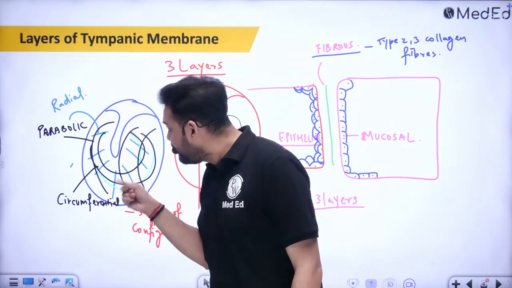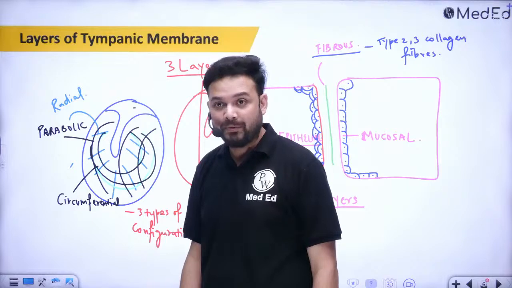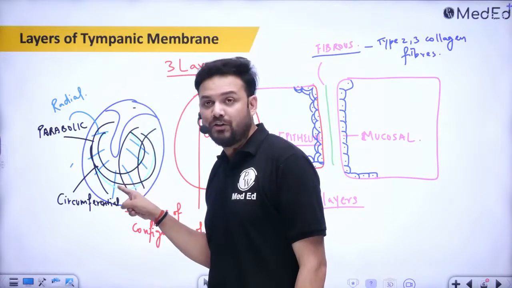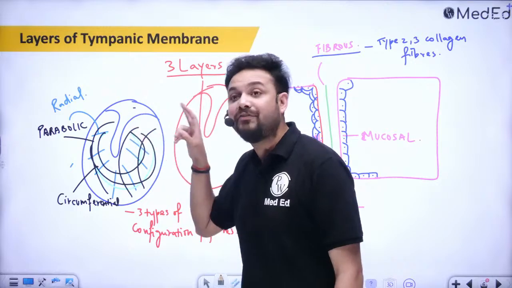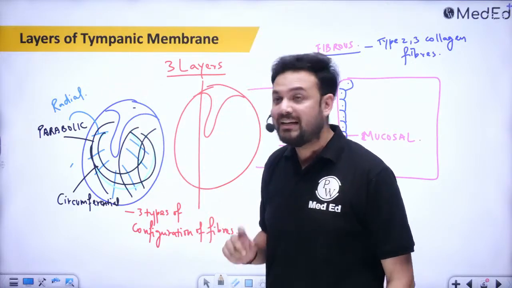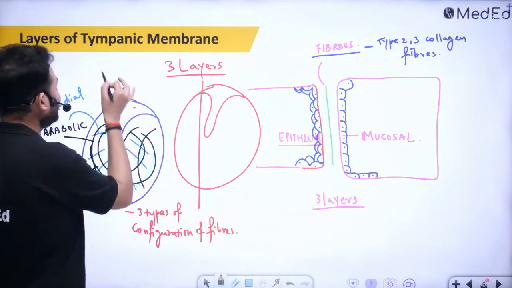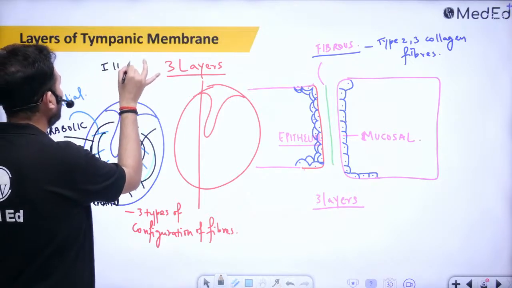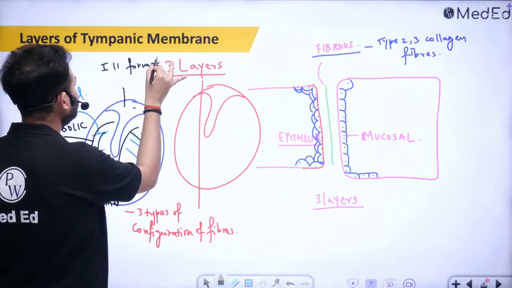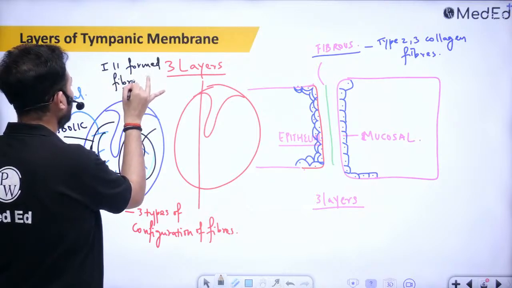Now, if you see the pars flaccida up here, this configuration of fibers, the parabolic, radial as well as circumferential, are deficient in the pars flaccida. That means pars flaccida does not have, or it has got, an ill-formed fibrous layer.